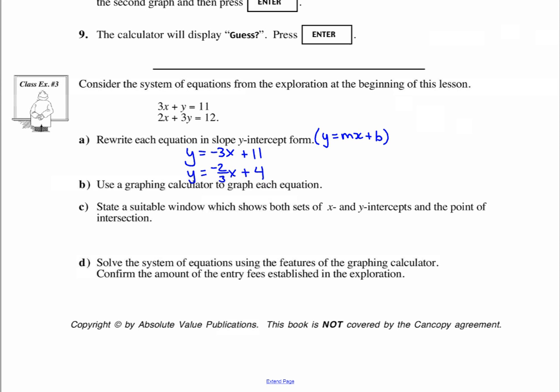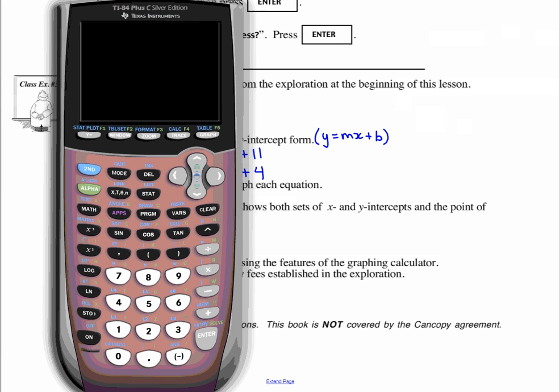Okay, so grab your graphing calculators. So first step is the same whether we're doing it by hand or we're doing it on our graphing calculator. We need to make it y equals. Grab your graphing calculators. I'm going to detach my pencil.